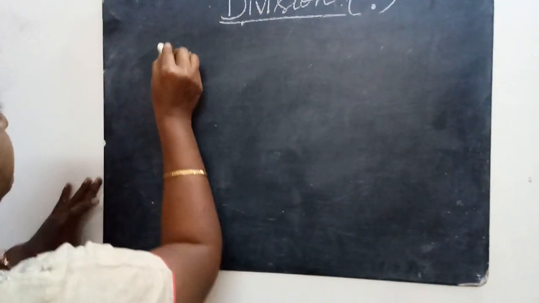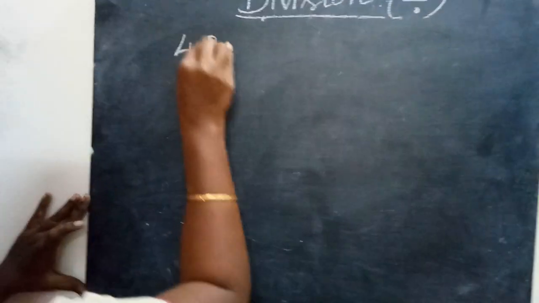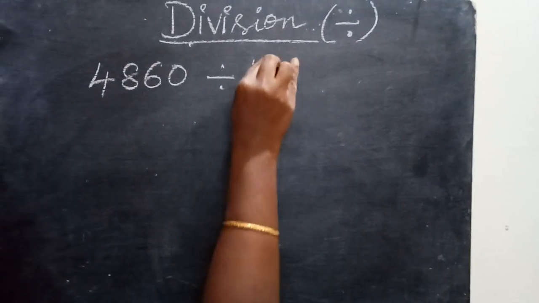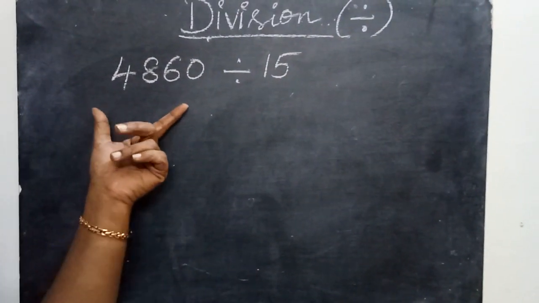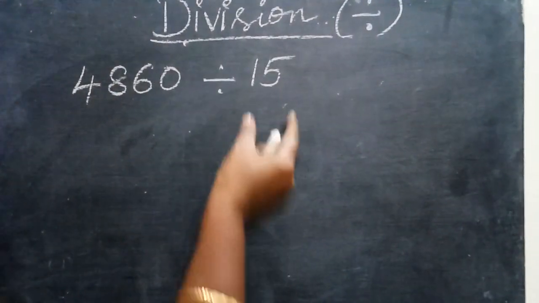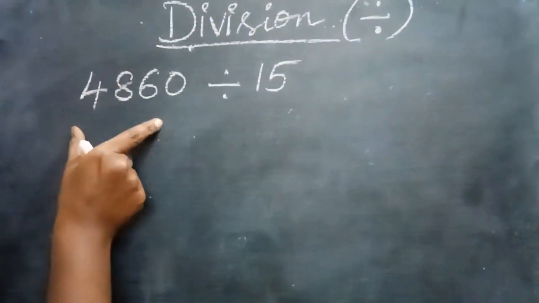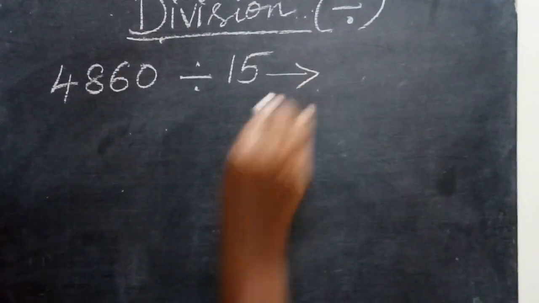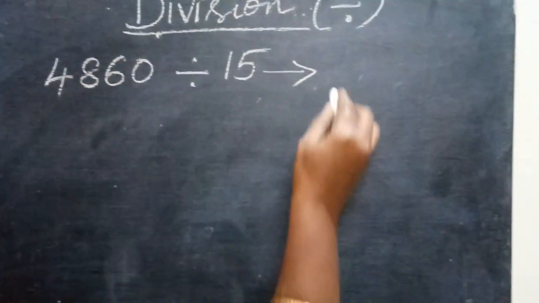Now shall we do one problem? See here, 4860 is divided by 15. So this number 15 is dividing this number. Okay. Now here we will see the number which is dividing the other number is called the divisor.